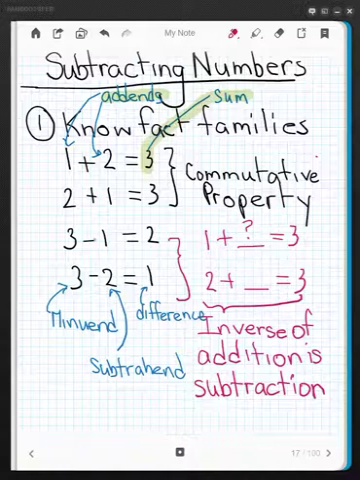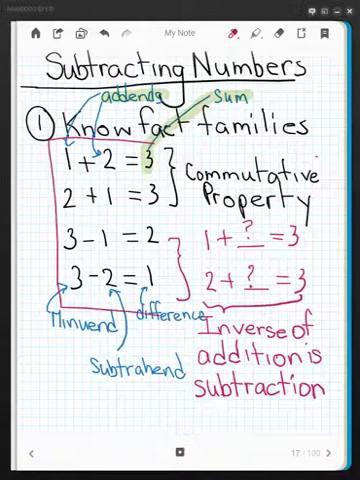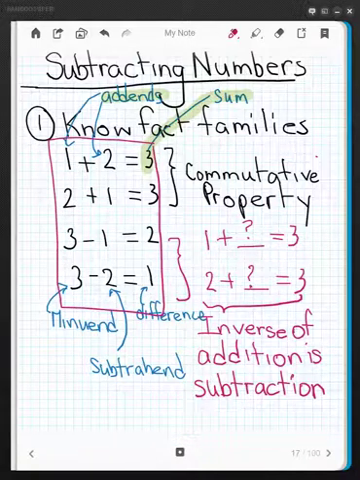And so this is the rest of the fact family. The fact that 3 minus 1 is equal to 2, that's like saying 1 plus what is equal to 3. And the fact that 3 minus 2 is equal to 1, that's the same as asking 2 plus what is equal to 3. Those are the fact families ideas, and so these are the fact families here.